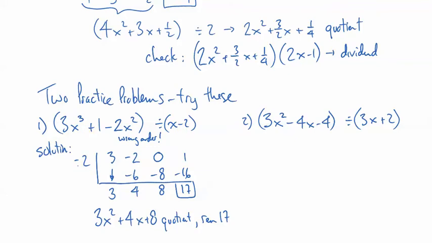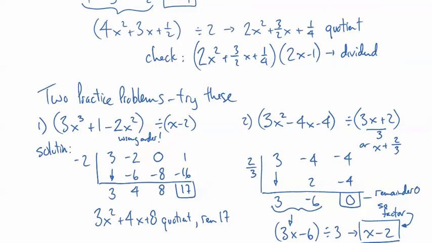Now try the second one and pause it. All right, I'm back with you, and here's the second one. This is one of those cases with coefficient not 1, so I divide by 3, rewriting it as x plus 2/3, and I use the 2/3. All my coefficients are written here in the right order. Carry out the operations. Notice the remainder is 0. This quotient is 3x minus 6, and I need to divide it by 3 because my divisor was divided by 3. So x minus 2 is the quotient, and it's a factor. All right, that's the basics of synthetic division.